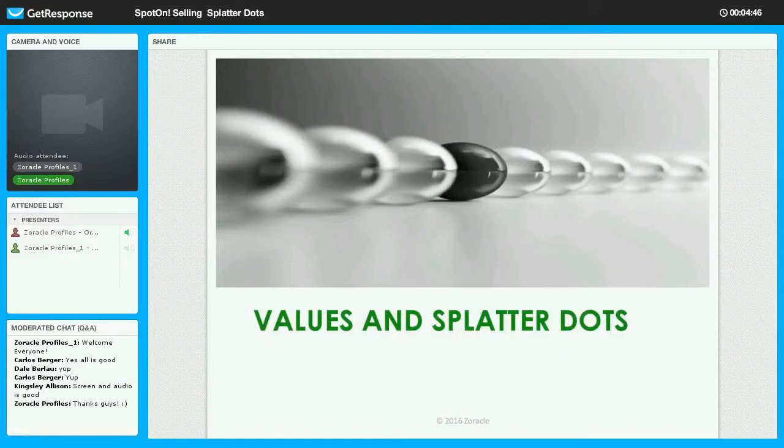So those of you that are familiar with the tool, we know that the splatter dots kind of identify pain points within our prospects' reports, so areas that we can pay special attention to.